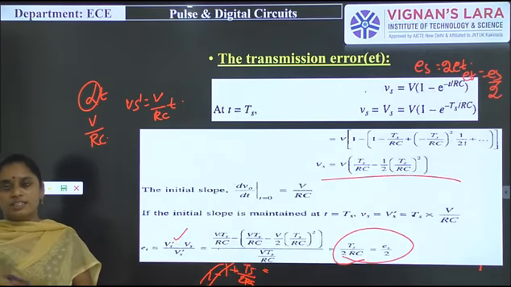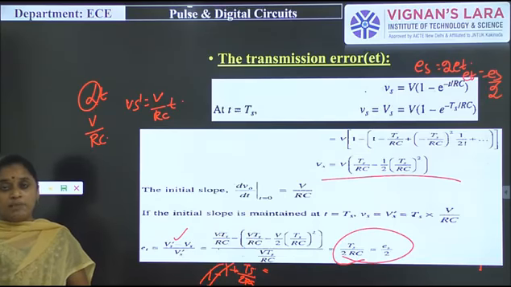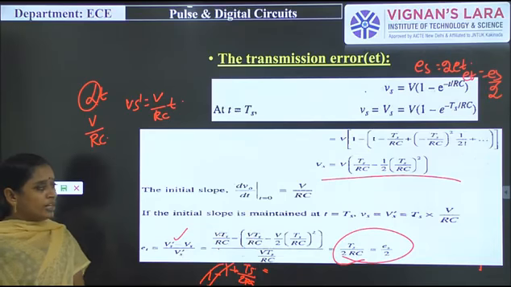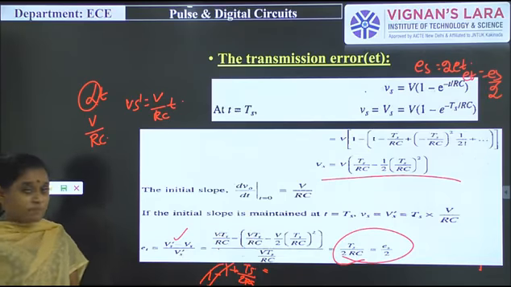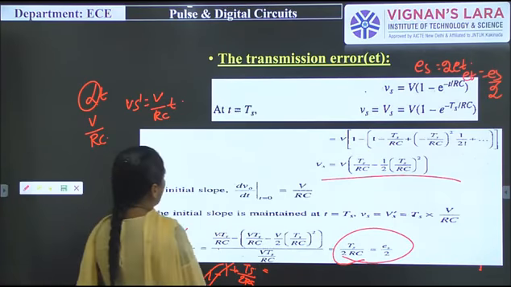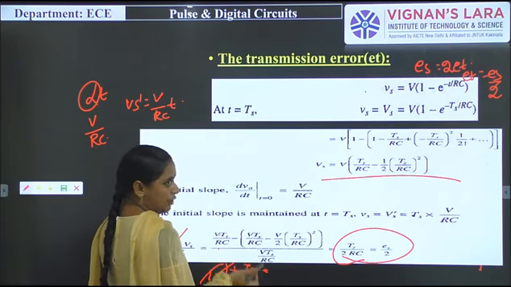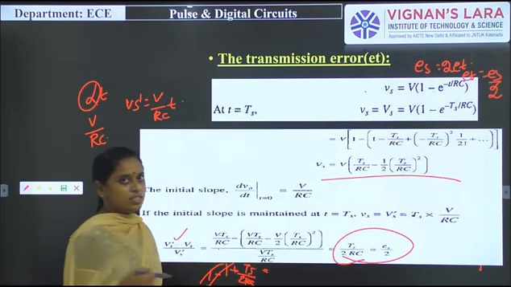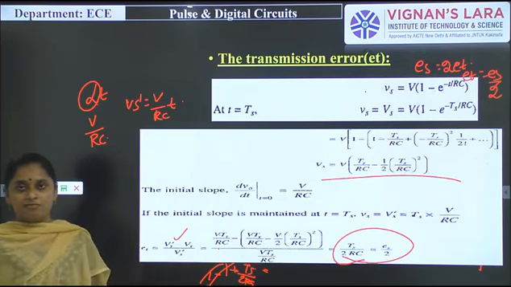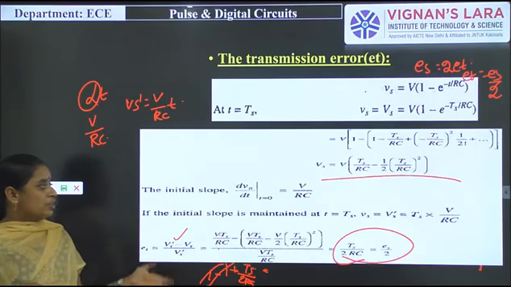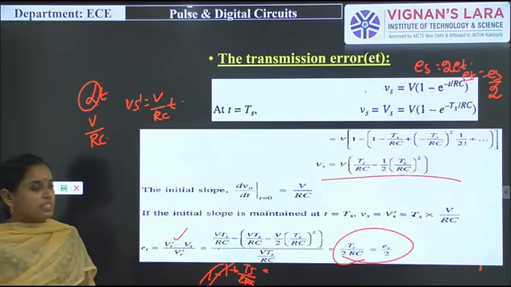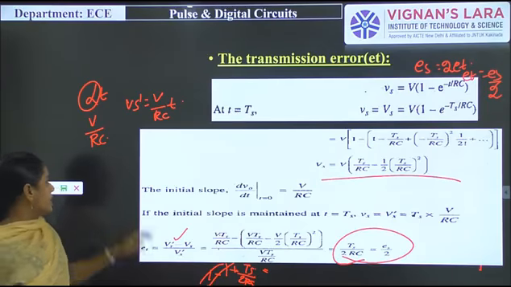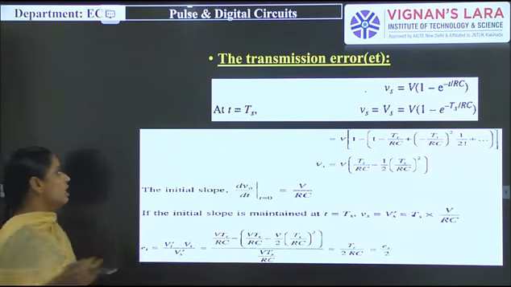First we have to take the difference between initial slope to the final slope, input minus output by input. Here the input will be a ramp signal. So for the ramp signal, the output will be alpha t. So alpha is nothing but V by Rc, which is the time constant varying with V and Rc values. Just take the value and substitute here at t is equal to Ts condition. Then we get this final output, that is the transmission error.